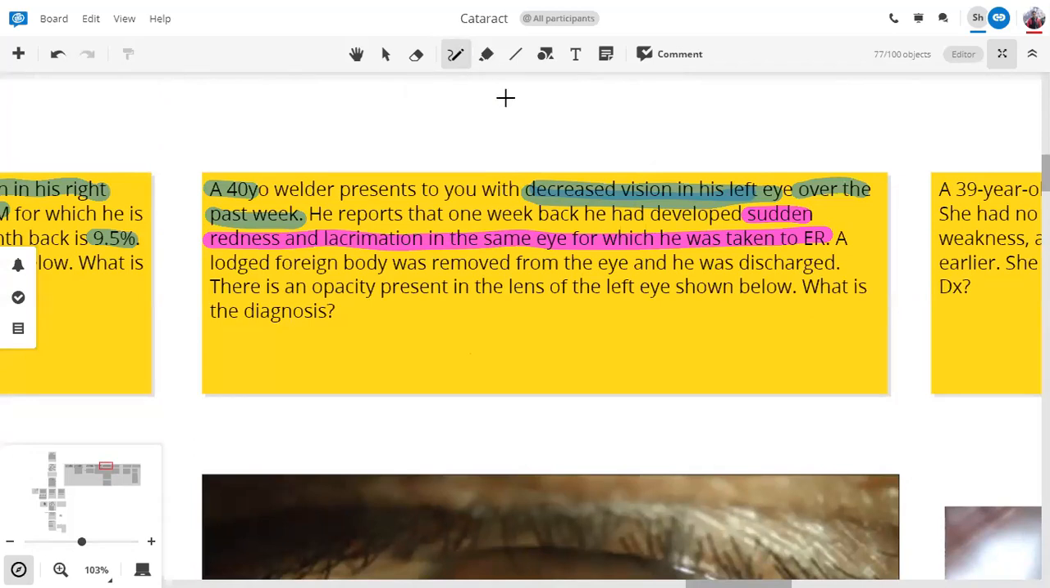Maybe while removing that foreign body, it caused trauma to the lens. Yes, that is true. It could have caused trauma to the lens. That's right. That is a possibility we need to consider.